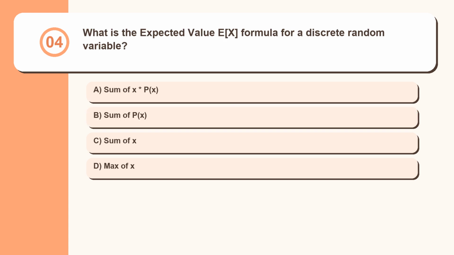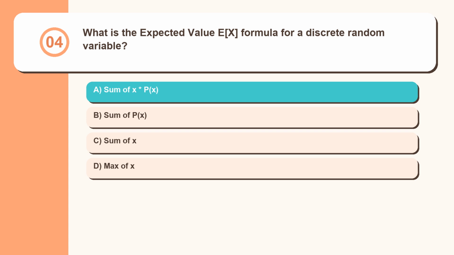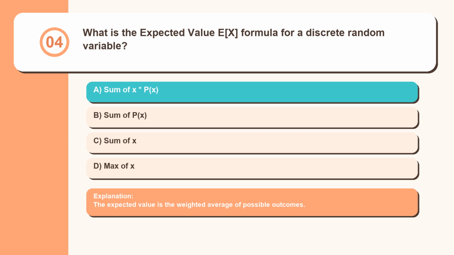Question 4. What is the expected value E(X) formula for a discrete random variable? Sum of x times p(x), sum of p(x), sum of x, max of x. The expected value is the weighted average of possible outcomes.